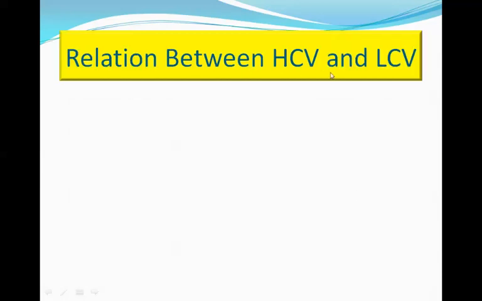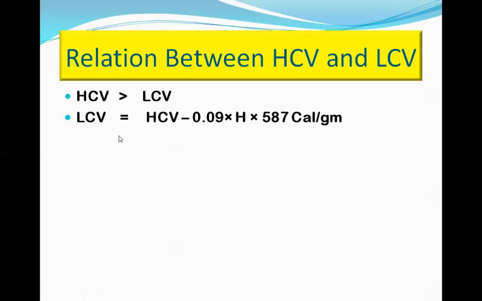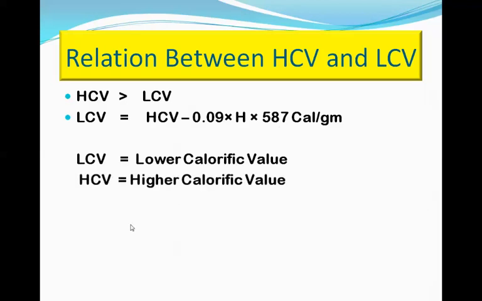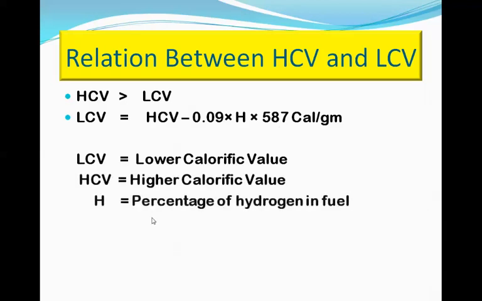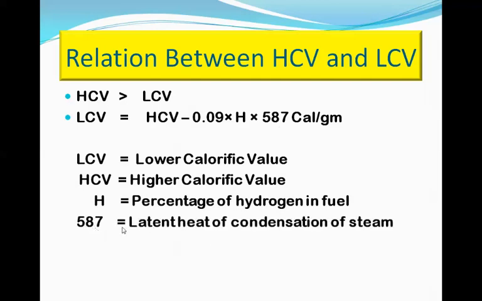So, the relationship between the HCV and LCV. The higher calorific value is greater than LCV, and LCV is equal to HCV minus 0.09 into H into 587 calories per gram. Now LCV refers to lower calorific value, HCV refers to the higher calorific value. H here represents the percentage of hydrogen in the fuel. The 587 is actually the latent heat of condensation of the steam. If it is measured in calories per gram, the LCV and HCV will be in the same corresponding unit.